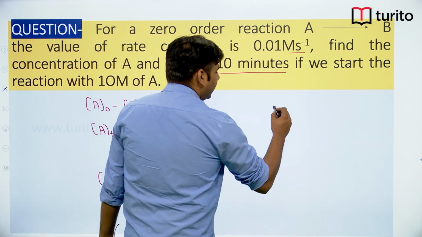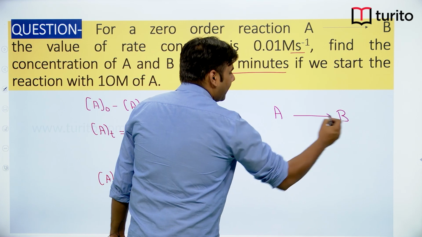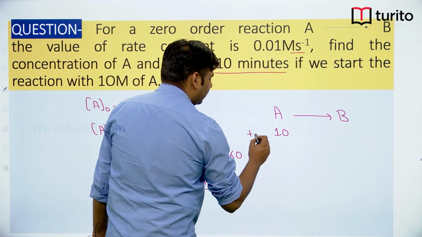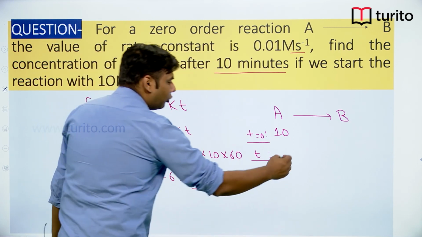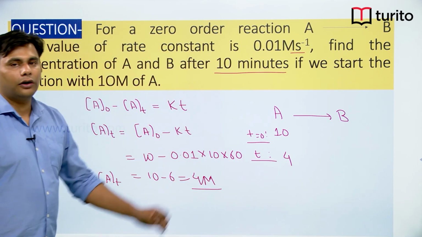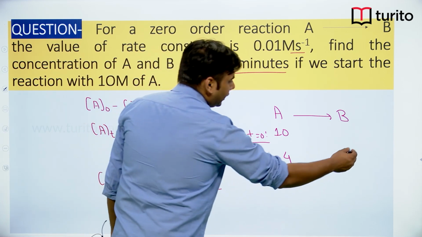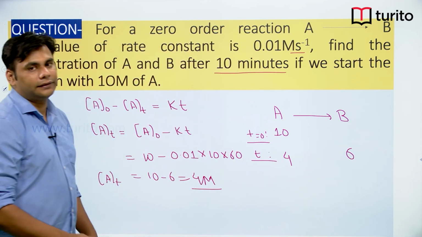Now, because initially we had 10 molar, and after some time t we are left with only 4 molar, that means 6 molar of A has reacted. So, the amount of B found would be 6.